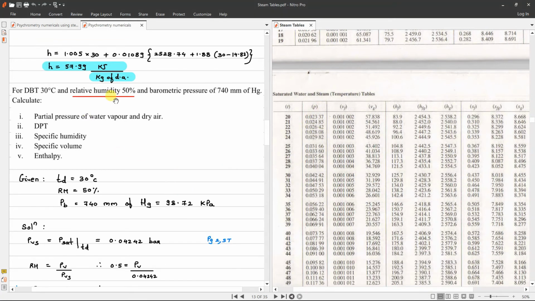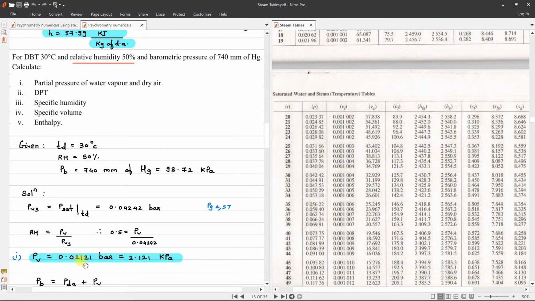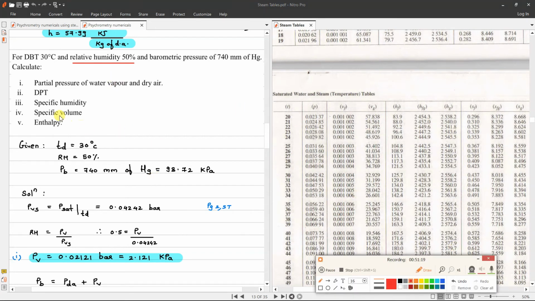Okay, next, since RH is given as 50%, RH is equal to PV upon PVS. RH is 0.5 equal to PV upon PVS, which we have calculated. So we can calculate PV, which is equal to 0.02121 bar or 2.121 kilopascal. Okay, now what is the first question asked? We have to calculate the partial pressure of water vapor. So we have to calculate PV, which we have already calculated. So this is the first answer.